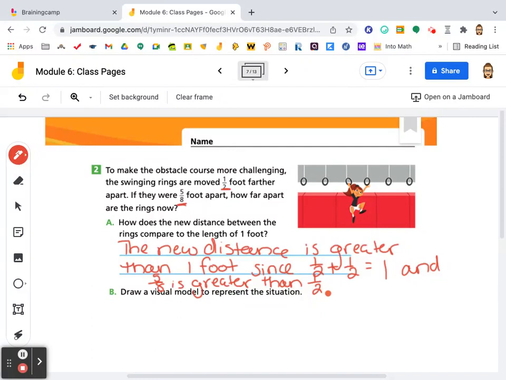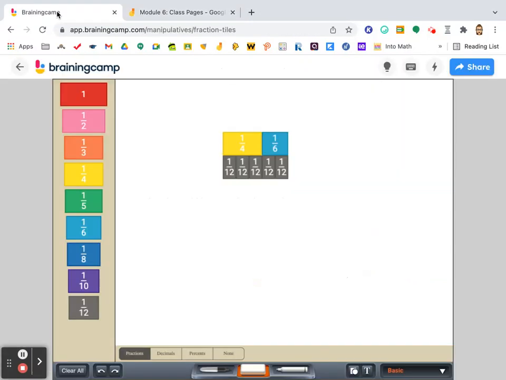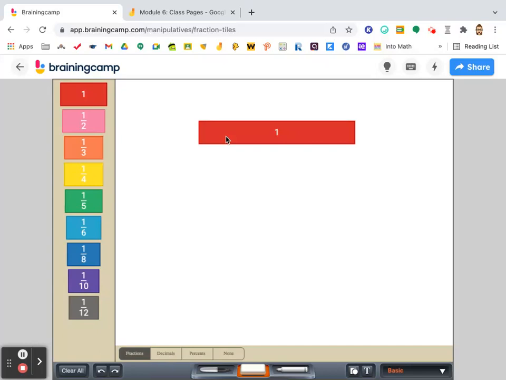So now it says draw a visual model to represent the situation. So we are going to start with showing the 1 since we were asked to compare to that. And we are going to have 5/8. So we're going to go 1, 2, 3, 4, 5/8. And then we are going to add the 1/2. And so we can see that there's a gap there. It's greater than 1. But we need to figure out what we can fit underneath both of these.